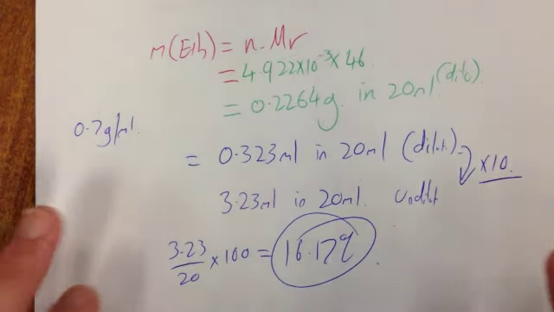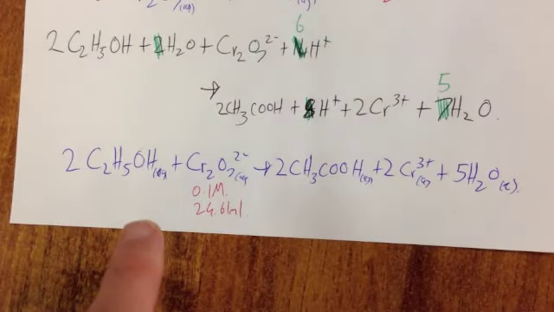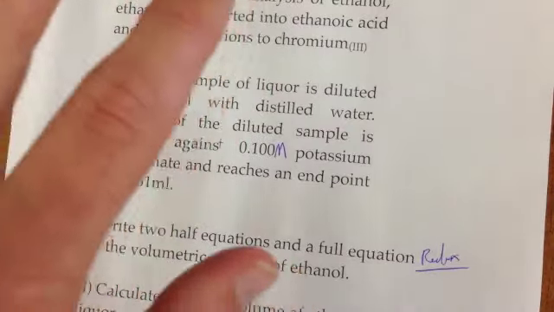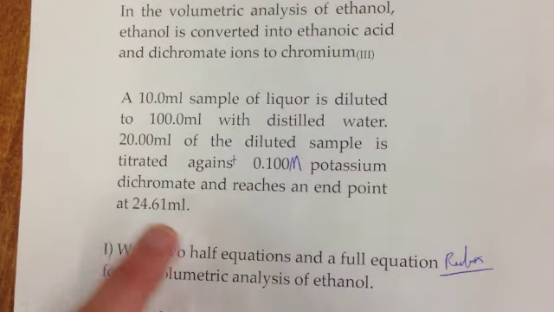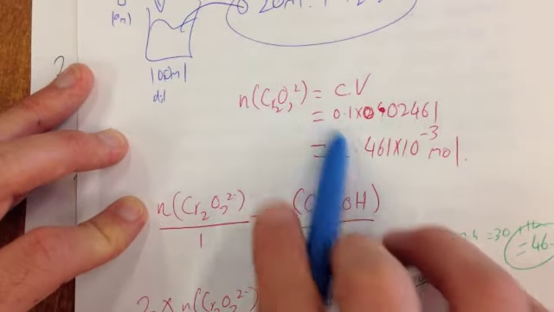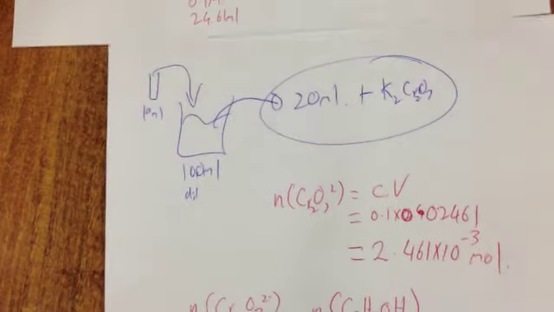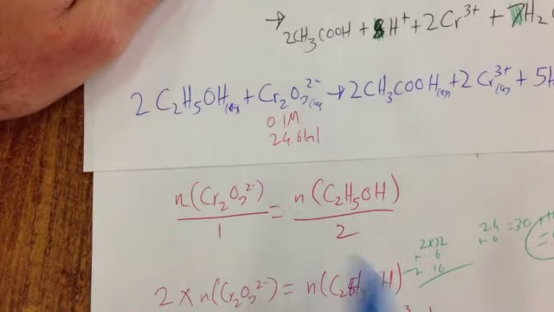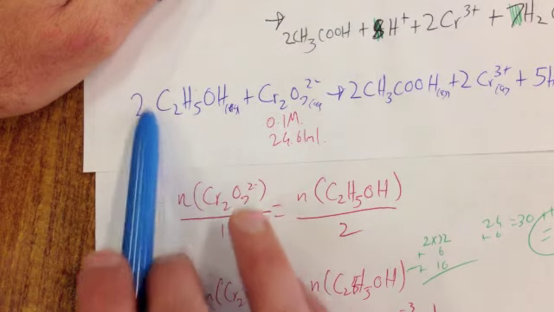Now, let's just go through how I worked this out again. First things first, we needed the equation. We got the equation by looking at what information was given to us in the question. We wrote down what we knew. We knew potassium dichromate and the endpoint and the titer. From that information we could get the number of moles of dichromate. With the number of moles of dichromate, we do a quick little ratio of dichromate to ethanol, working out how much ethanol there is.